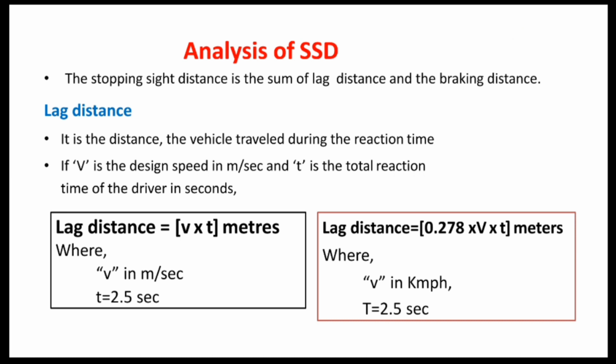Next, we shall discuss the analysis of the stopping sight distance. Stopping sight distance is the sum of the lag distance and the braking distance, with lag distance being the distance traveled by the vehicle during the total reaction time, and it is equal to V multiplied by T in meters, where V is the design speed in meters per second and T is the total reaction time in seconds. Generally, it is taken as 2.5 seconds, according to the Indian Road Congress.